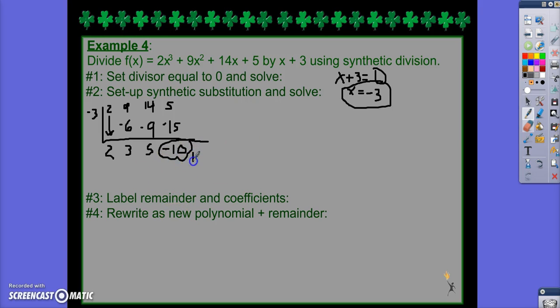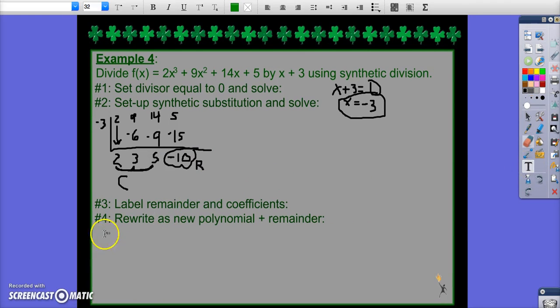Step 3, label the remainder. So I always like to circle it. My remainder is here. My coefficients, I'll just put the letter C, go from here to here, all 3 of them. So coefficient, coefficient, coefficient, and the remainder. And now, the last part we write as a new polynomial remainder. Probably the hardest part here, just to get used to. If I have an x cubed, my first coefficient here is going to be x squared. It's always 1 less. So I have 2x squared plus 3x plus 5. And they all came from the coefficients here.